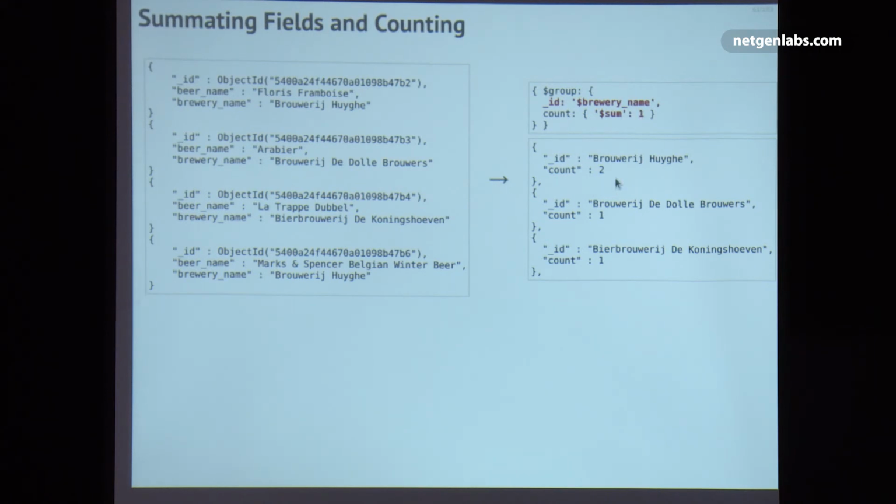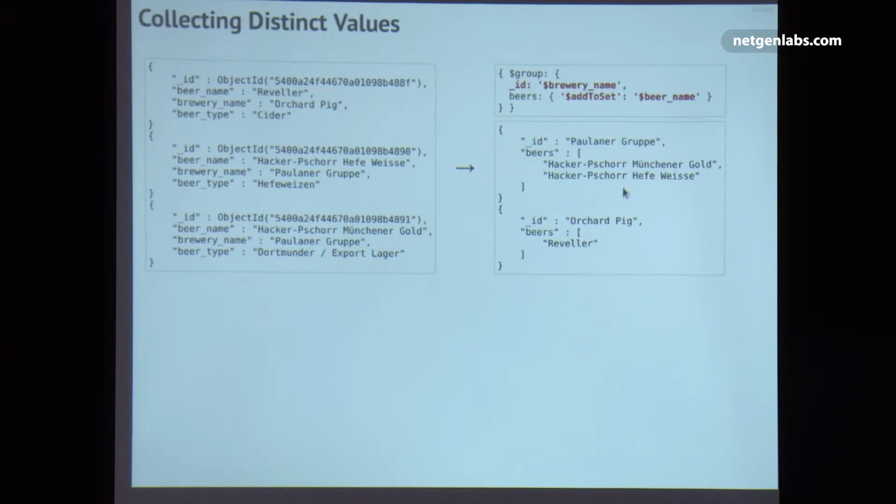So the result of this is that we get 3 documents out of this. We get Brouwerij Heuge with 2 counts, because there's 2 beers, and then the other 2 will only have 1 beer. Does that make sense? If you want to group by more than 1 field, you can do that as well. You can create a compound key by using an embedded document here as key. And I think I have an example of that as well in a bit.